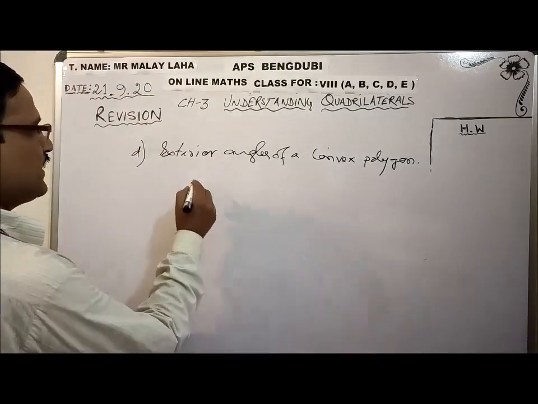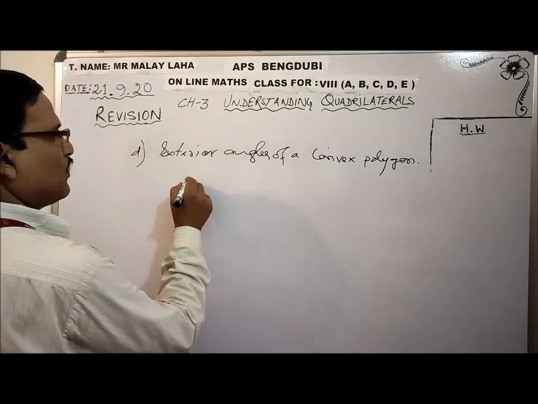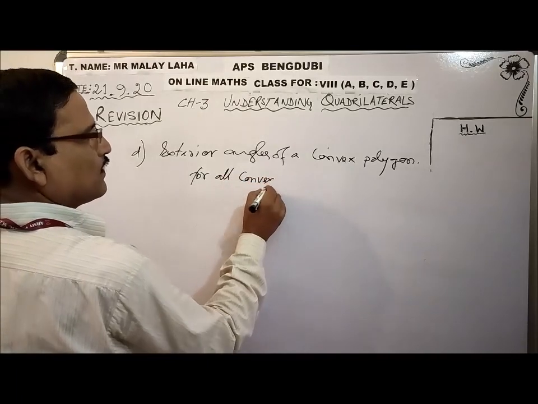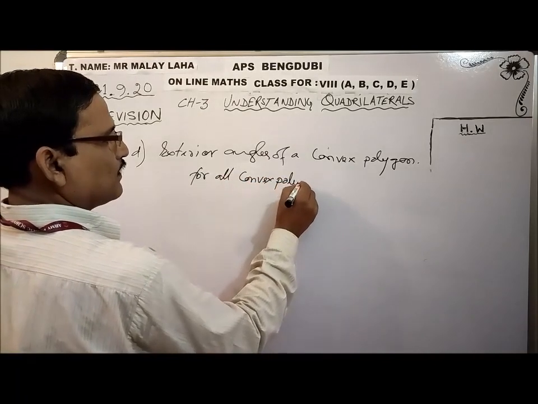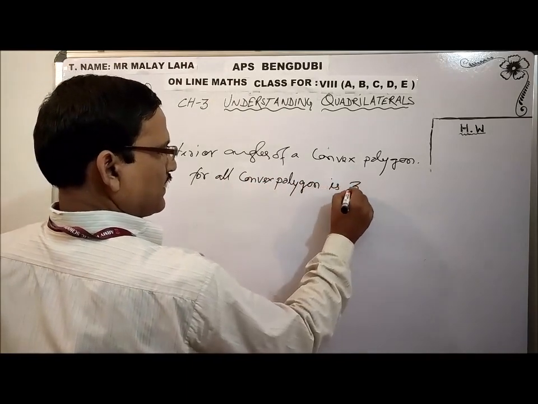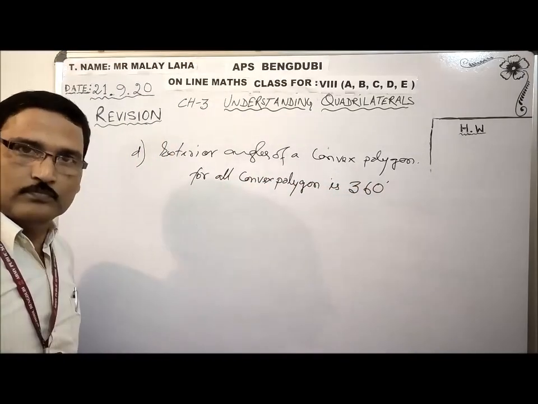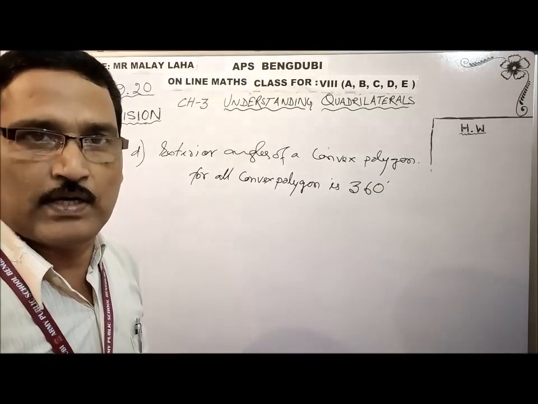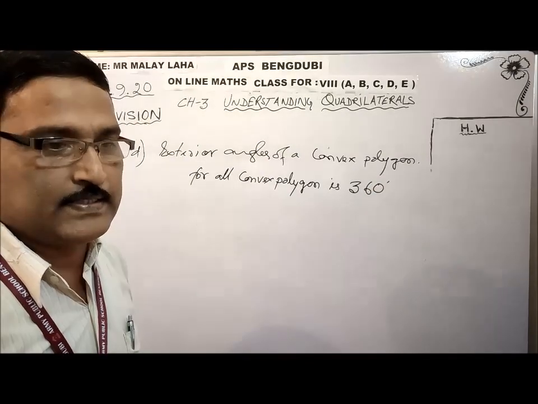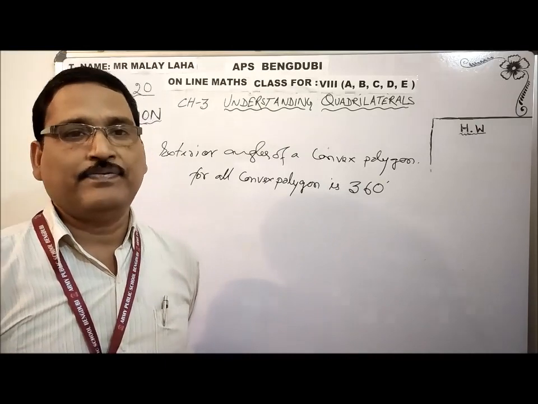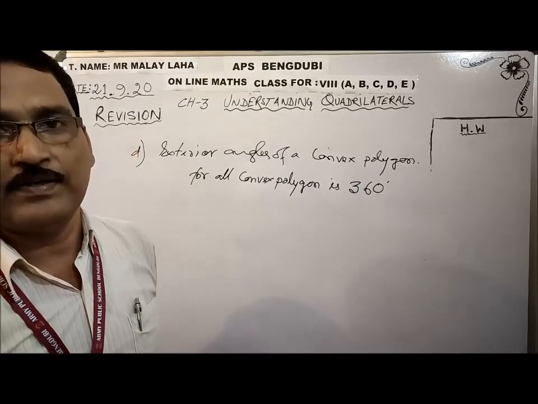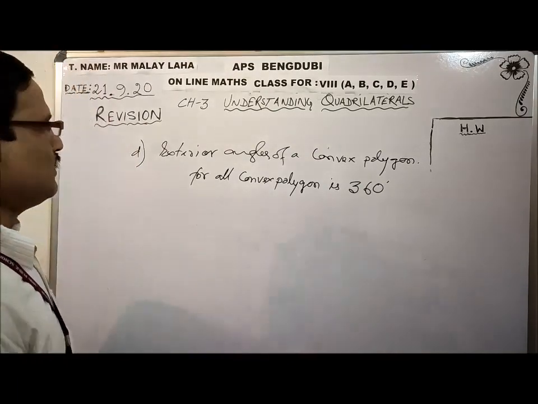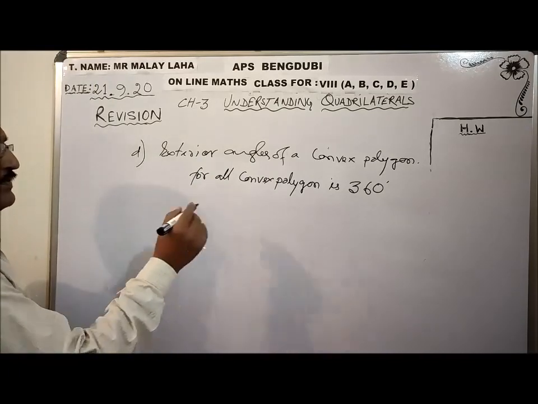Okay, so the exterior angle sum for all convex polygons is 360 degree. Clear? 360 degree. Now, if this figure is regular, then if the degree is given, I can find out the number of sides. If the number of sides is given, I can find out the measure of its exterior angle. Clear? I can find out the measure of its exterior angle this way.